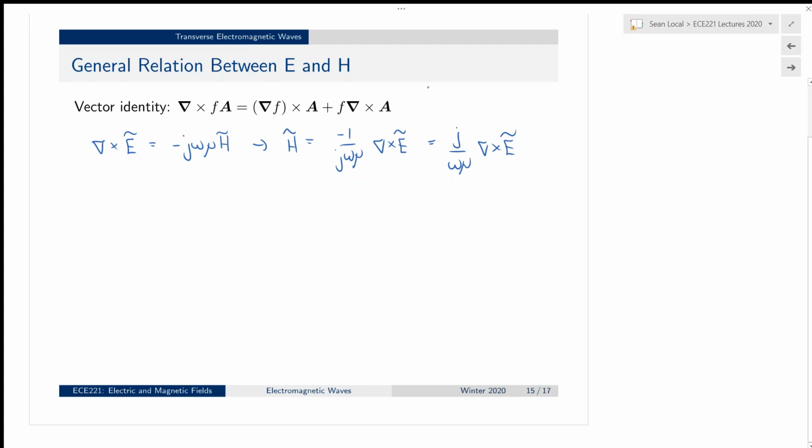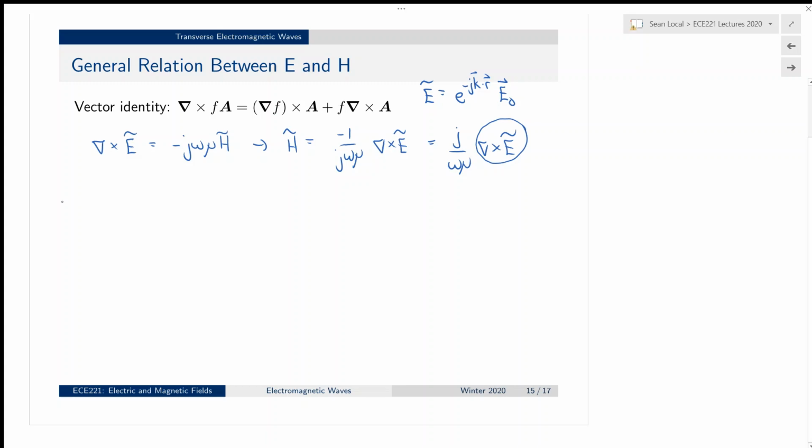Now again, the electric field E tilde is the product of a scalar, which is e to the minus j k dot r, and a vector, which is E naught. And again, I've written it in this reversed order here, so we can make use of the vector identity as shown here. So our goal is to use this vector identity to expand this curl operation on E once we've substituted in the expression above.